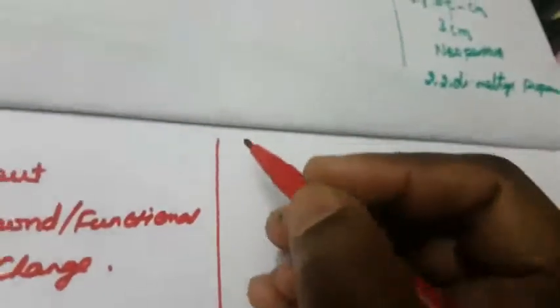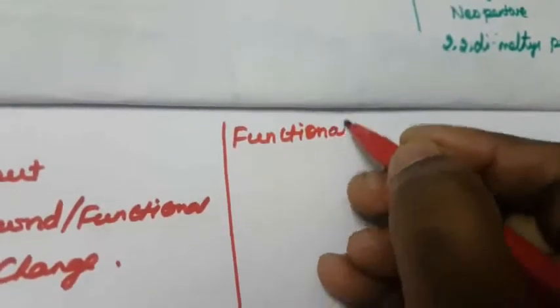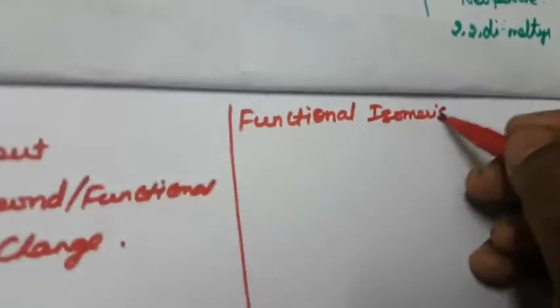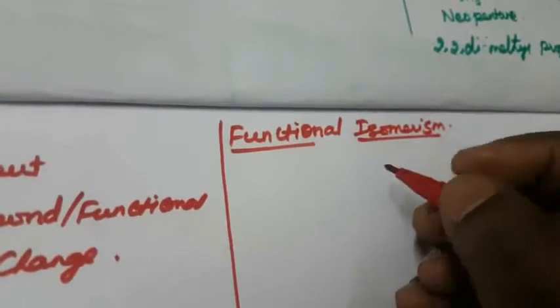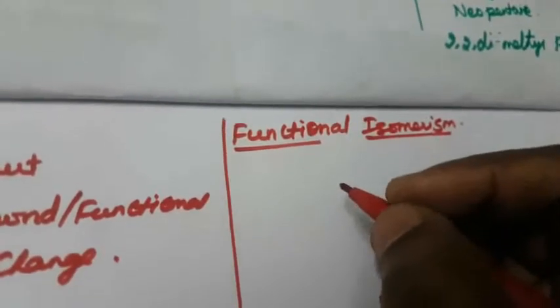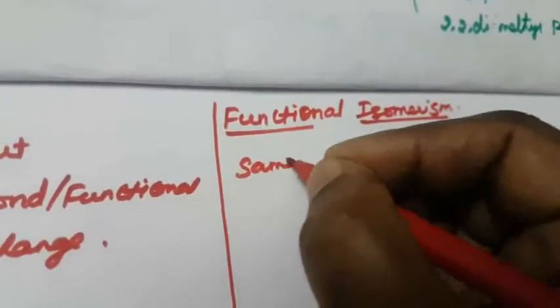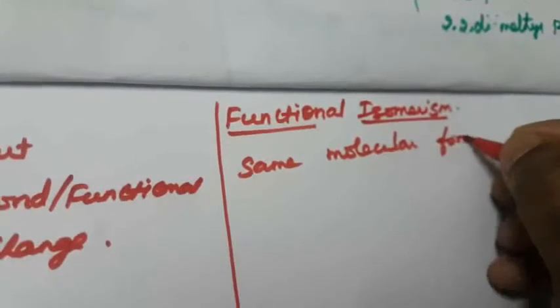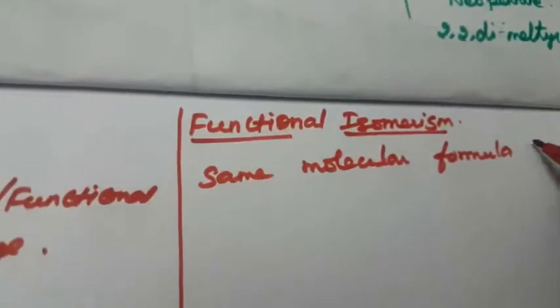Next one is functional isomerism. What is meant by functional isomerism? Same molecular formula but one functional group changes into another functional group. Same molecular formula, different functional groups are said to exhibit functional isomerism. Same molecular formula but different functional group.